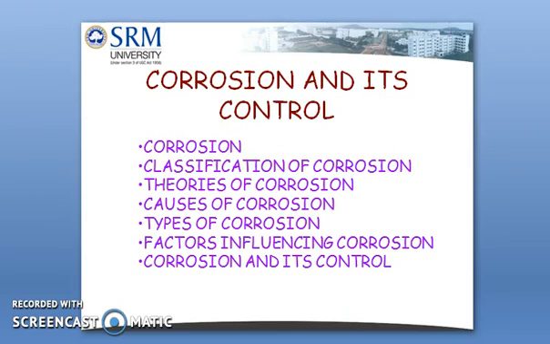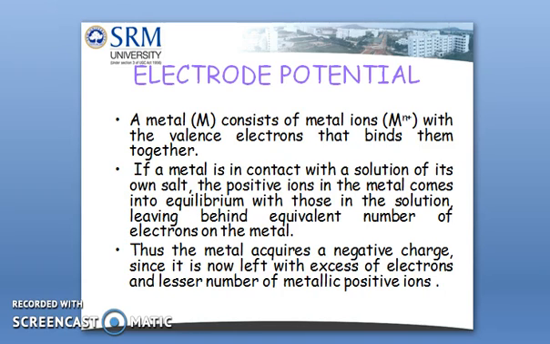Hello dear friends, today we are going to see what corrosion is and how you can control the corrosion problem. In this video lecture we are going to cover the different corrosion forms by knowing the classification and theories, what the reasons for corrosion are, what the different types are, what the factors are, and how you can minimize corrosion. Right, before that you must know the basics of electrode potential.